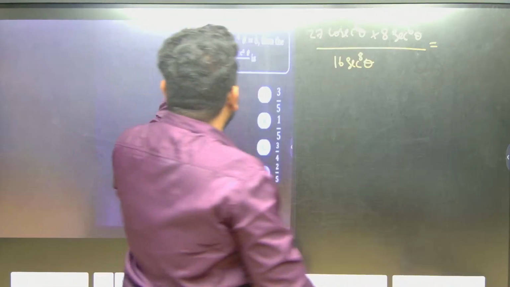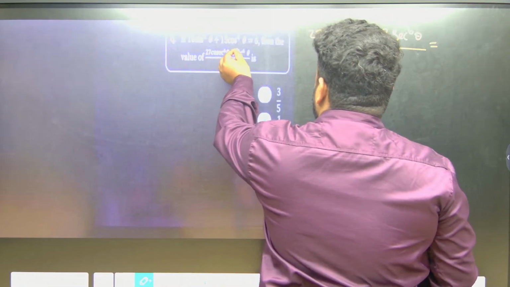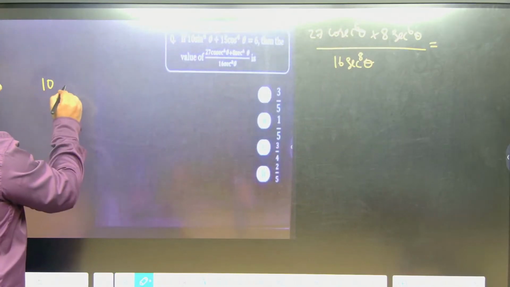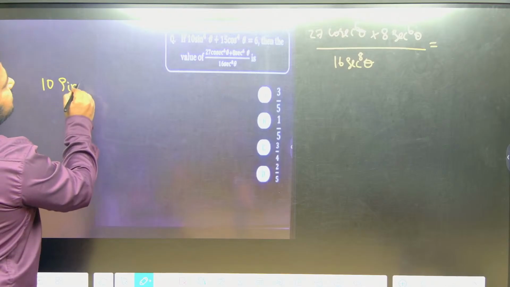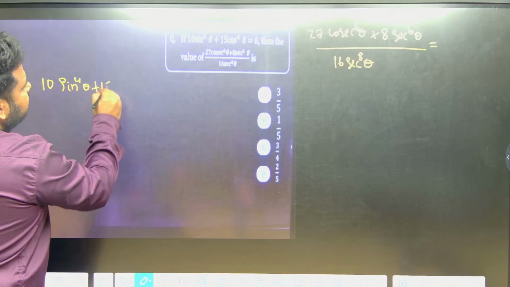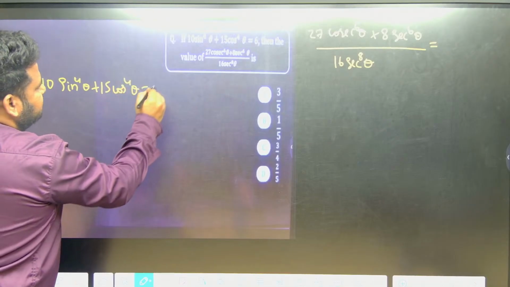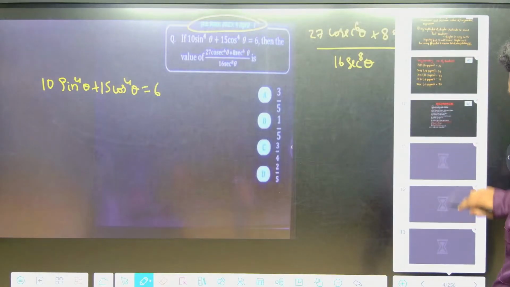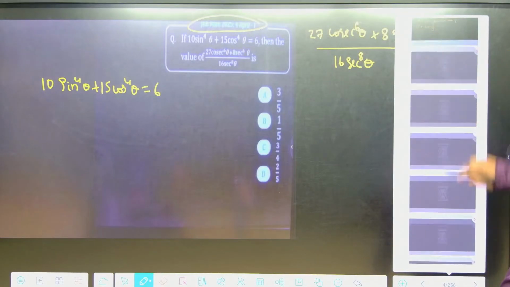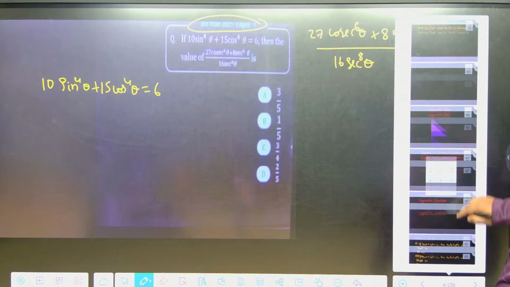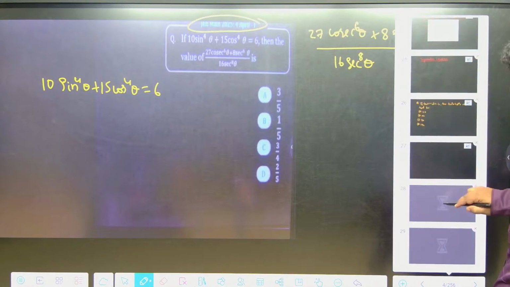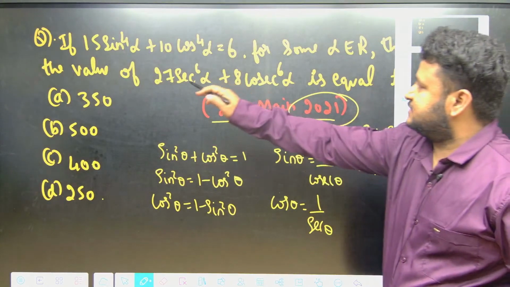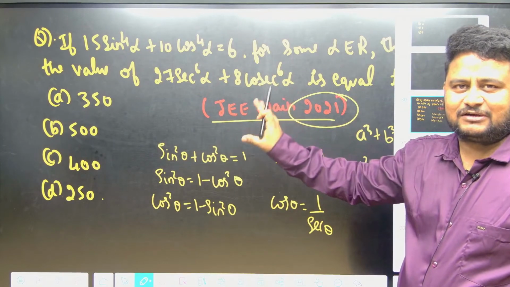Now look at this question, 10 sin power 4 theta plus 15 cos power 4 theta is equal to 6. This is what they have given. Now let me show the question that we solved yesterday, JEE Mains question 2021. So see here friends, this is what we solved. See, a similar question has come, nothing much changed, similar question, similar concept.